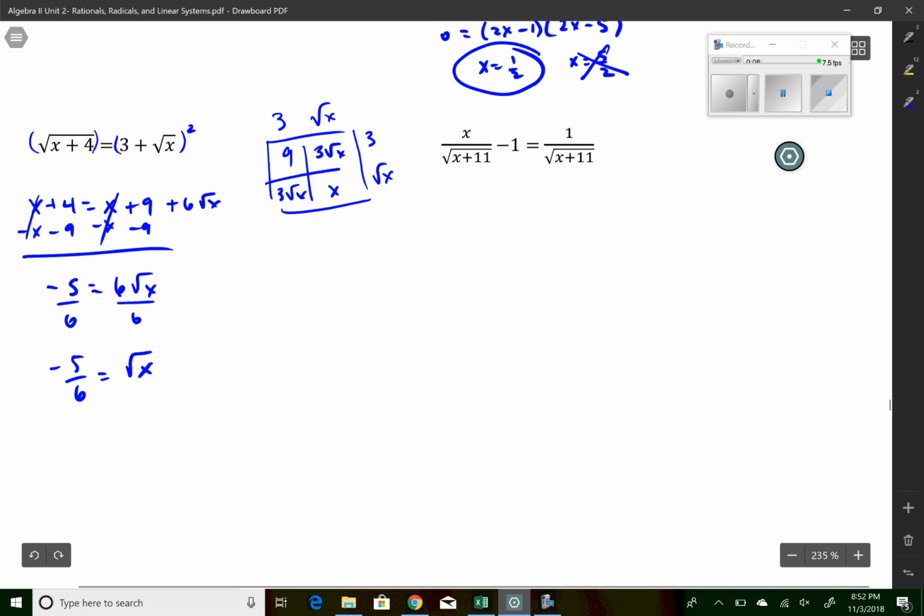Now you could keep going here, but if you're smart, you already know this is not going to check. Why? A square root cannot equal a negative number. I'm saying the square root of something equals negative 5 over 6. Doesn't work for us, right? So even if we were to square both sides, I'm going to get 25 over 36 equals x, but when I graph it, it shouldn't check.